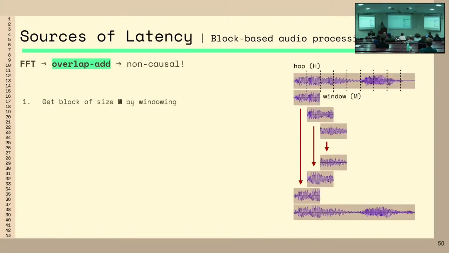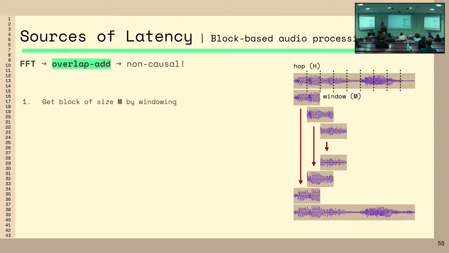We usually use overlap and add, one of the methods that is used, in which you gather windows, you overlap these windows, you do whatever processing needs to be done, and then you add them together at the output. The FFT is one of those cases. The important thing about this is that it's non-causal. Any block in your output is going to depend on future blocks in your input. So that's going to add latency.